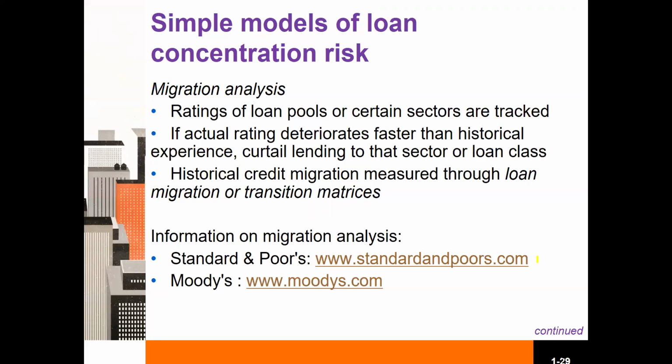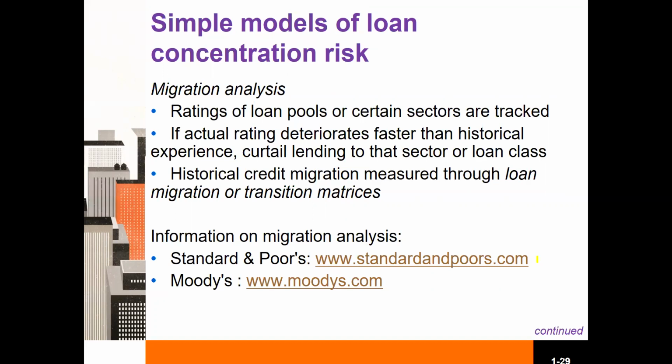If the credit rating of a number of firms in a sector or rating class declines faster than has been historically experienced, the financial institution may curtail lending to that sector or class. For example, if a financial institution finds that the credit rating in the real estate sector is declining at a higher rate compared to recent years, then the financial institution may curtail their loans in the real estate sector and move this lending elsewhere.